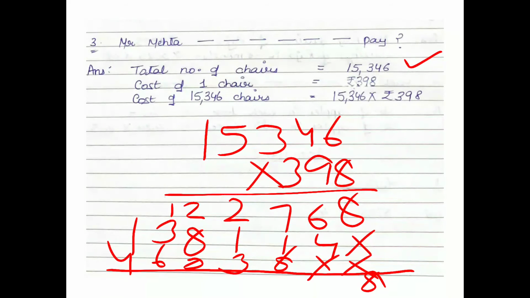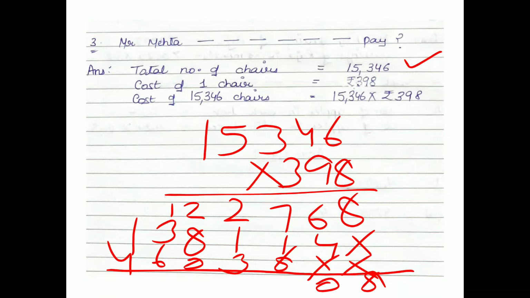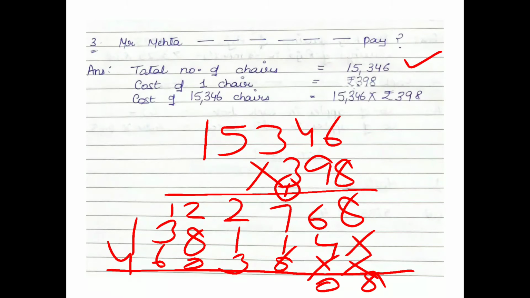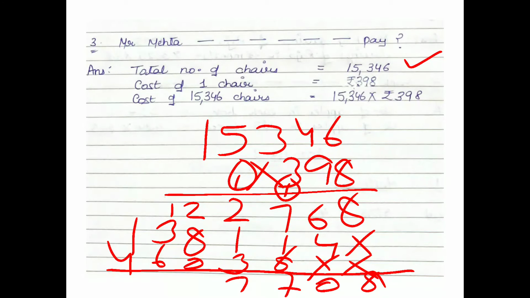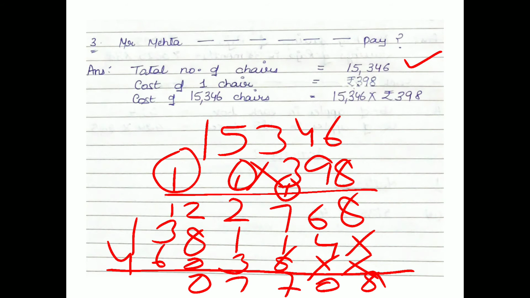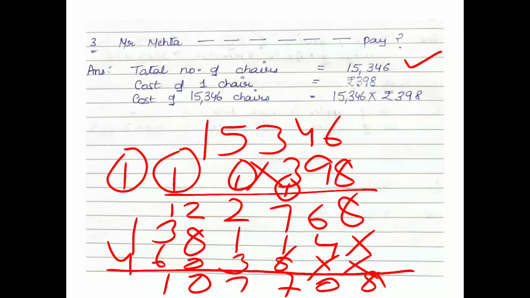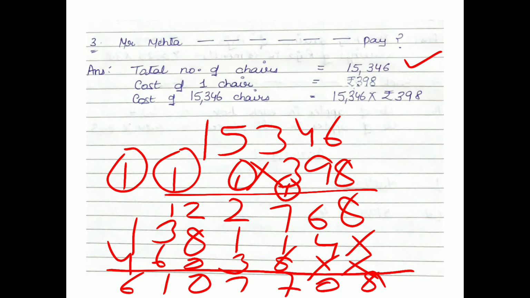Answer comes 8. 6 plus 4 is 10. 8 plus 8 is 16 plus 1, 17. 8 plus 2 is 10. 6 plus 3, 9, 10, 11. 4, 5, 6. Answer is 6107708. And with this you have to put the rupee sign also. Clear? Now we do question number 4.